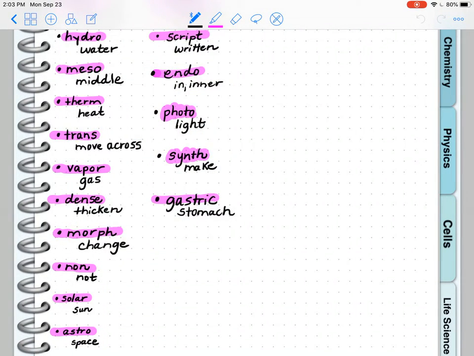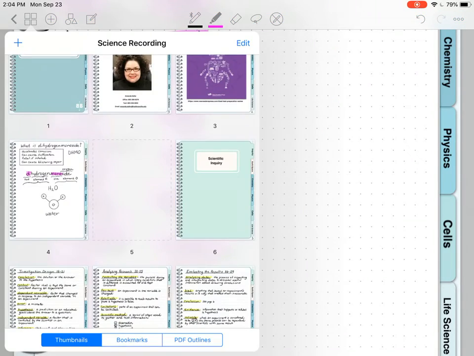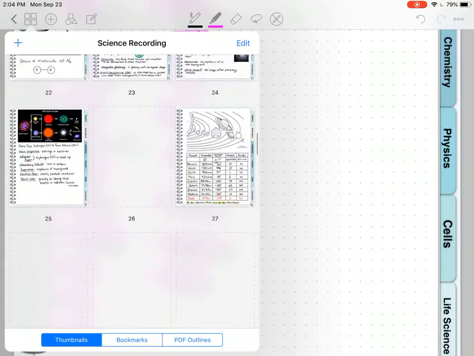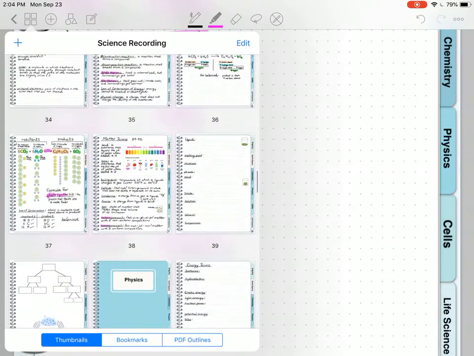So the two morphemes to add are hetero, which means different or not alike, and homo or homo, depending on what comes after it, means the same. So the morphemes are hetero and homo, and the meanings are different and same. Okay, back to where we left off.